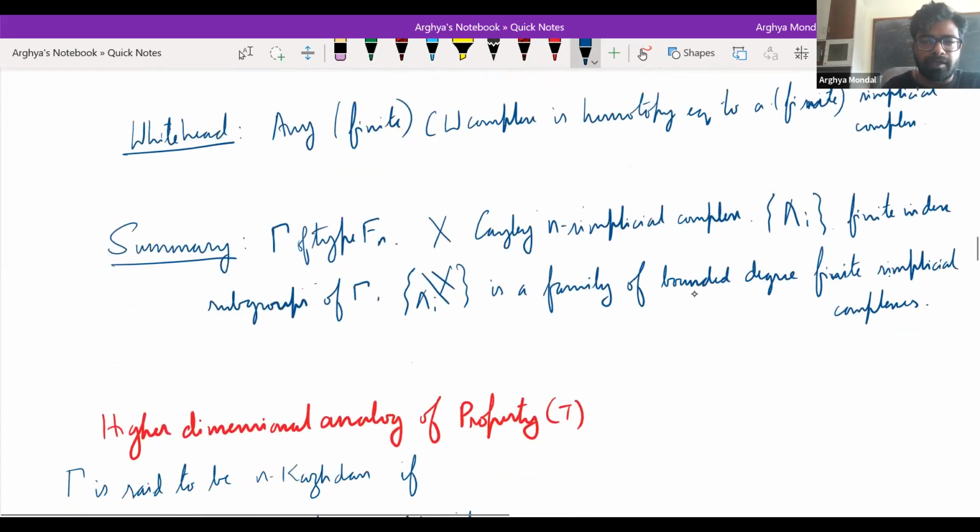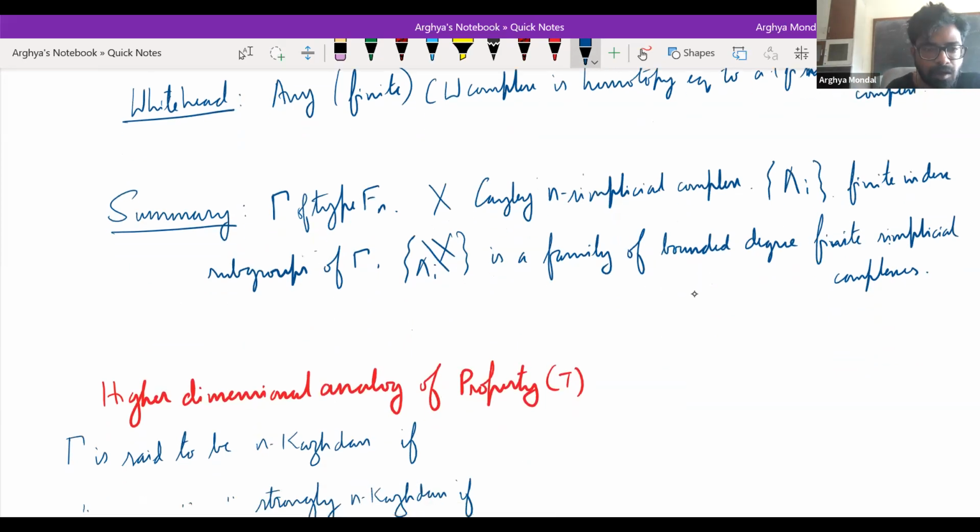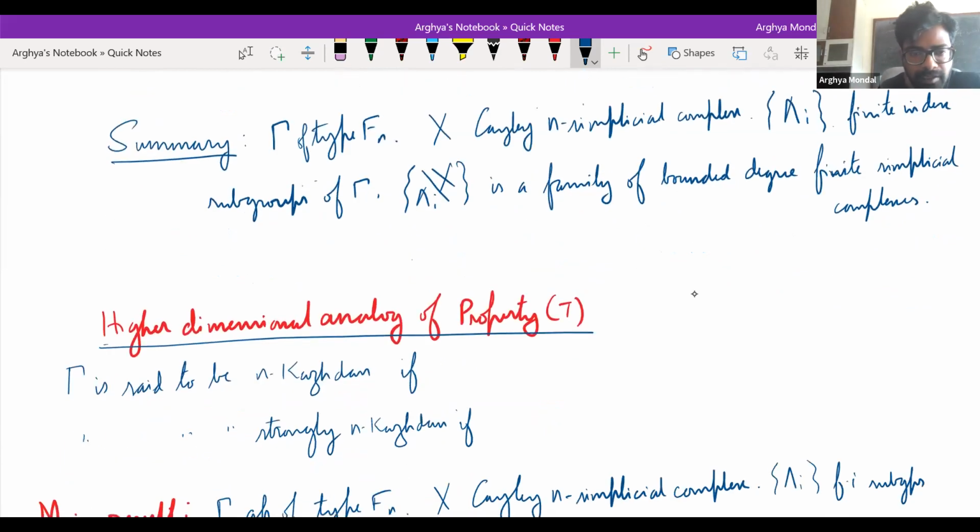Right. Okay. So I found an analog of expander graphs. I found an analog of the Cayley graph, and now I will consider the analog of property T. By the way, property T, in the way I formulate it, may also be called n-Kazhdan.